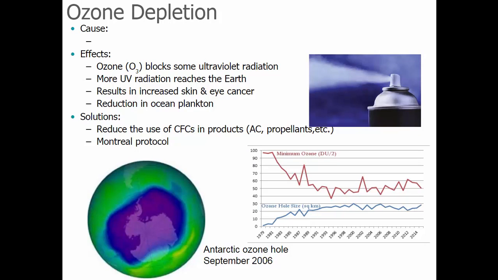Another environmental issue is ozone depletion. You know what the ozone layer is? Have you heard of it? Where is it? Probably learned about it in earth science too. It's very, very high in the upper layers of the atmosphere. What do we call those upper layers?